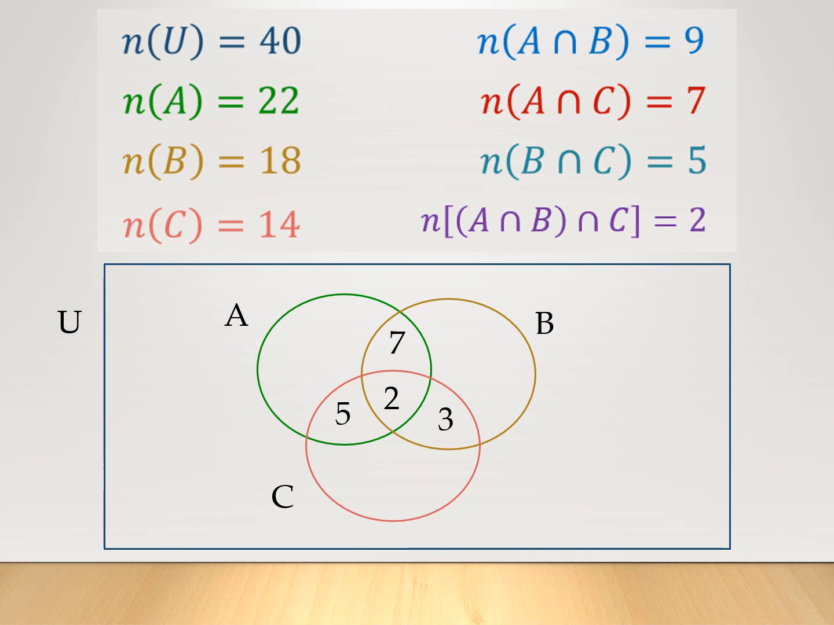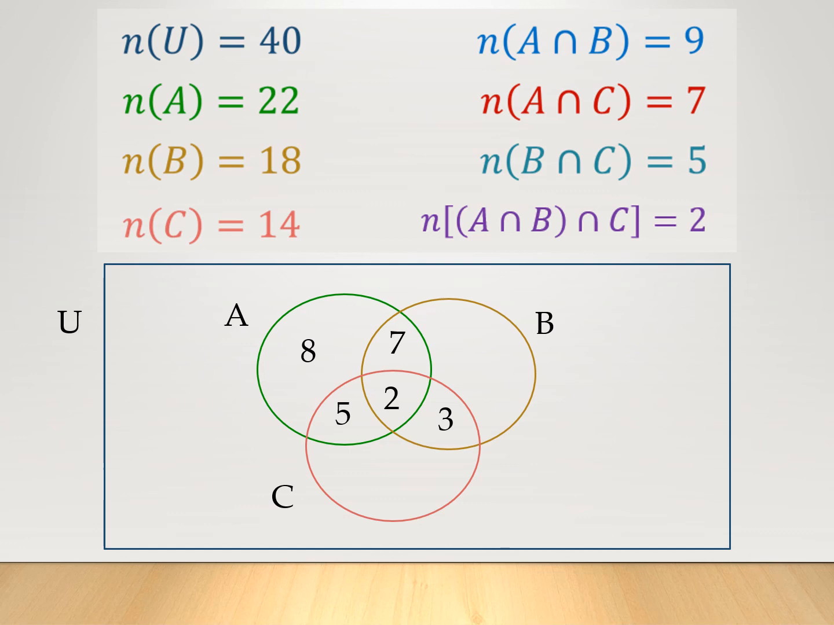Then we go to the number of elements in A. There are 22. We already have 7 plus 2, 9 plus 5, 14. So 22 minus 14 is equal to 8. So if you add 8 plus 5 plus 2 plus 7, it is equal to 22.